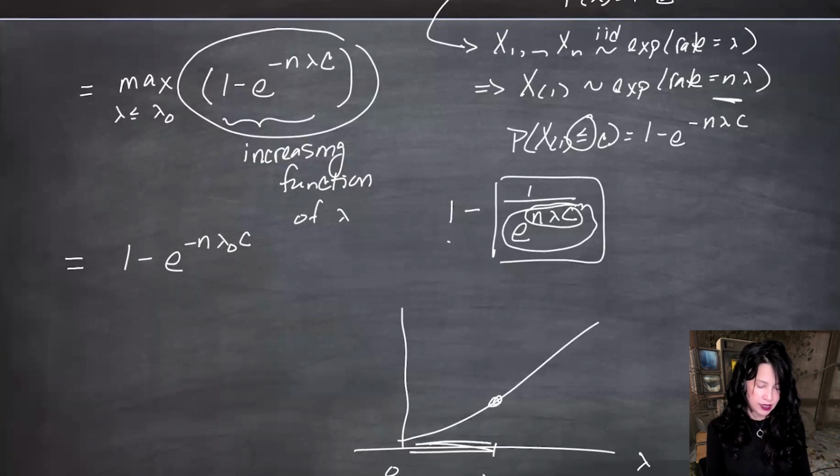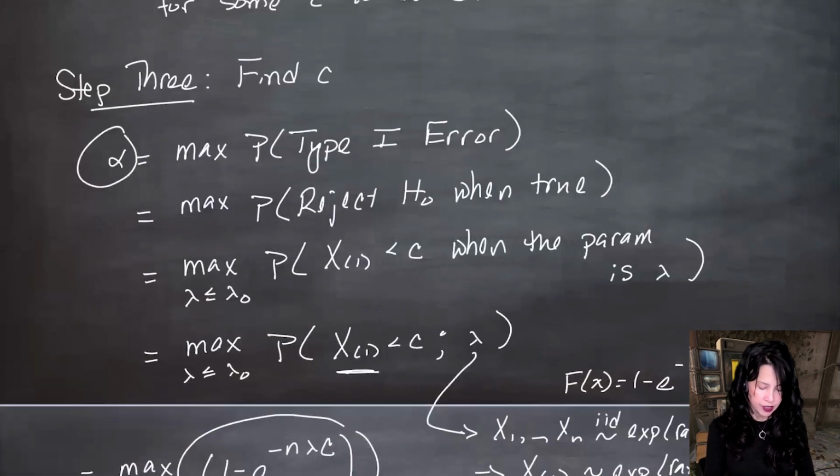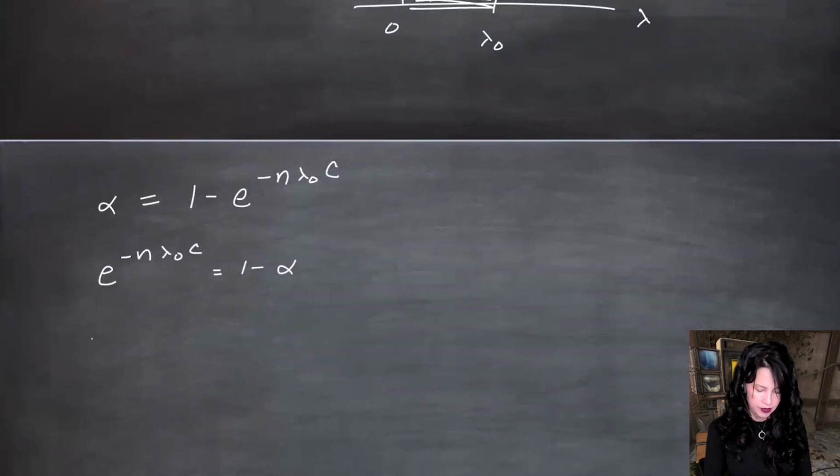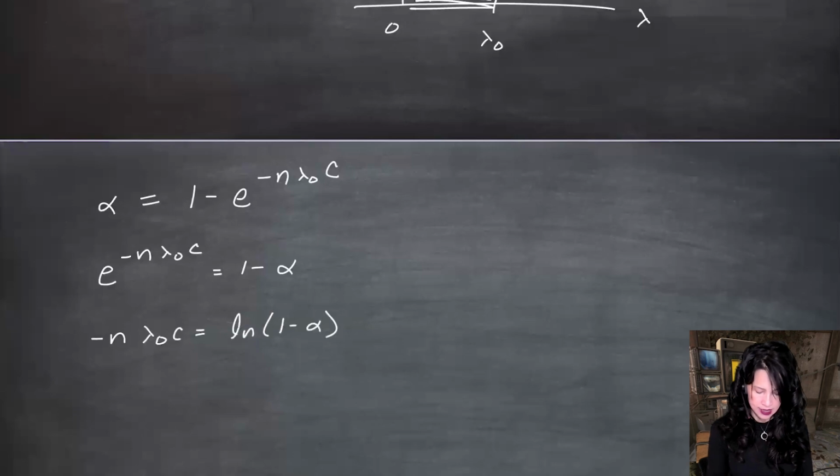Okay, so we are in step 3, finding C, and we're almost there. At the very beginning, we had an alpha. So now we have, just to recap, alpha equals 1 minus e to the minus n lambda naught c, and we want to solve for C. So this is e to the minus n lambda naught c equals 1 minus alpha. If I take the log on both sides, I get this, and then I divide. So c equals the negative 1 over n lambda naught times the log of 1 minus alpha.